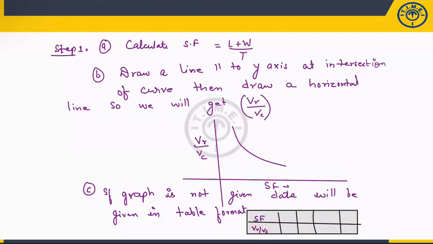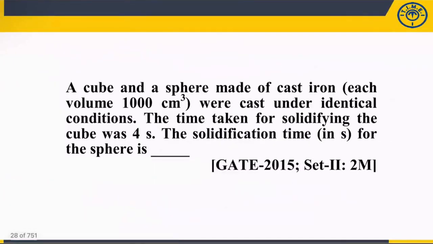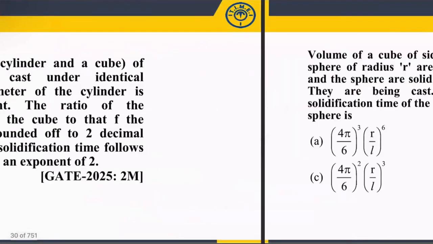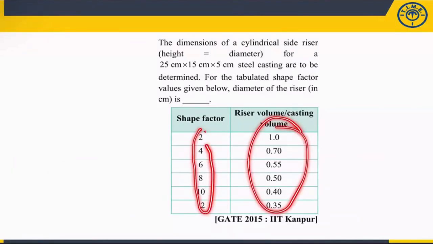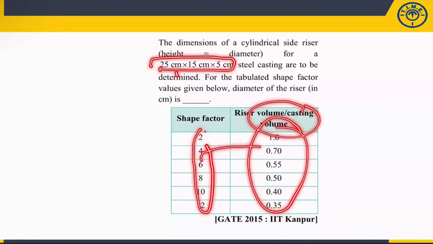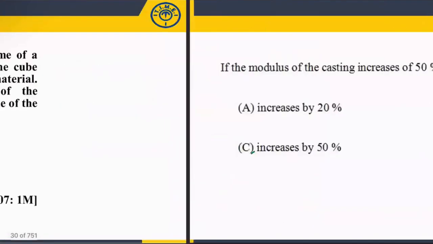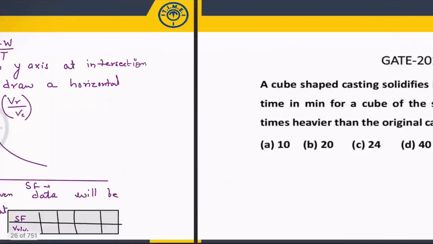They have already asked a question on this. I will come to that part. Let me check whether we have it. Yes, we have this shape factor they have given. This is the dimension of the casting. So you can calculate the shape factor. Corresponding to that, what will be the ratio of riser volume to casting volume? And then you will calculate the diameter of the riser. I will come to this question. Let me discuss some other question first.